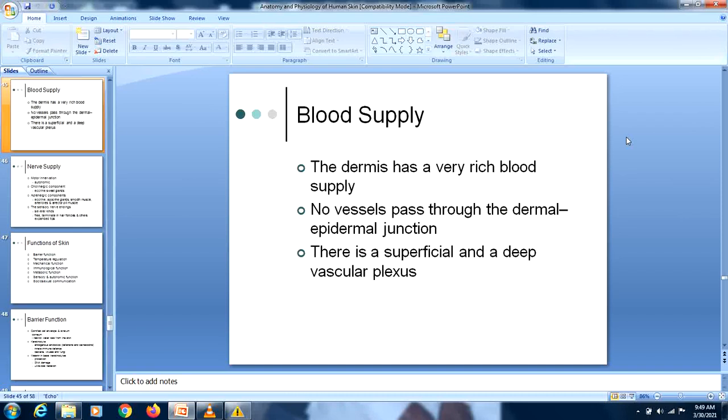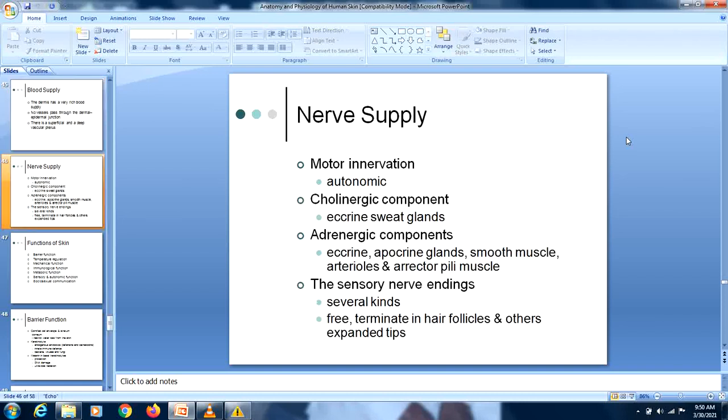Blood supply. Regarding skin, the dermis has a very rich blood supply. No vessels pass through the dermal epidermal junction. There is a superficial and deep vascular plexus. Nerve supply: motor innervation is there, cholinergic component, adrenergic component, and sensory nerve endings. They have several kinds: free, terminating in hair follicles and in their expanded tips.